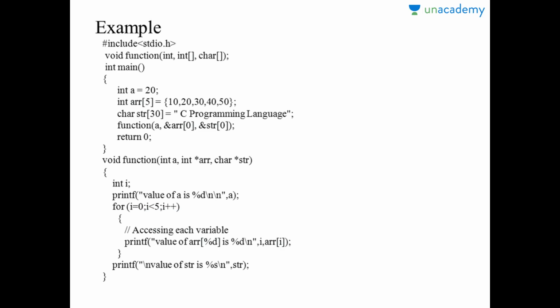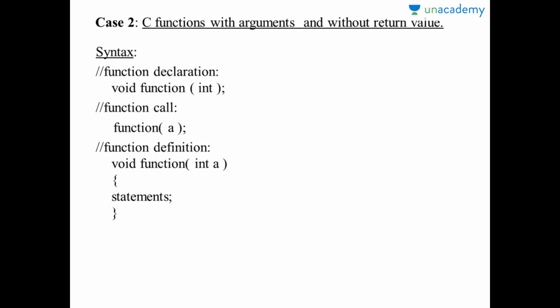Now consider this example. In this program, an integer, an array, and a string are passed as arguments to the function. The return type of this function is void and no values can be returned from the function, because when we specify void it means that we are not returning any value. If we had specified, let's say, integer here, then it would mean that we are going to return an integer value. So here it is void, so we aren't returning any value, and these are the arguments. So this is an example for case number 2.